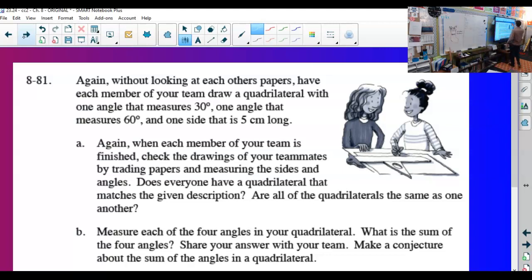Angle that measures... sorry, not triangle. What does this mean? 4 sides. All right. So one angle measures 30 degrees, one angle measures 60 degrees. One side is 5 centimeters long. Go ahead and draw that on your paper. And again, you have a 30-degree reference, just given to you without using your protractor. At least I believe. I'm gonna do 5 centimeters.